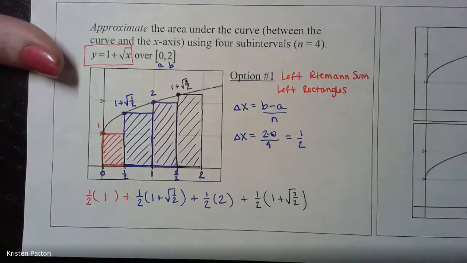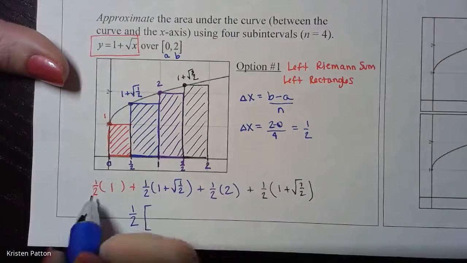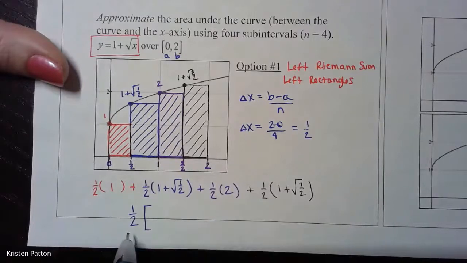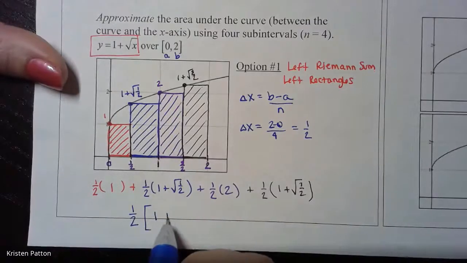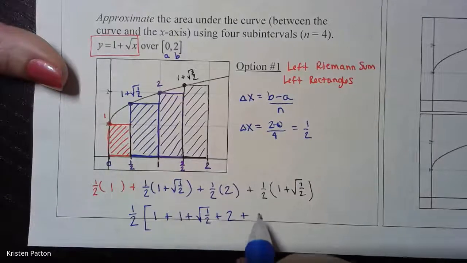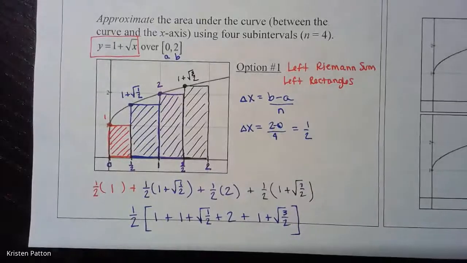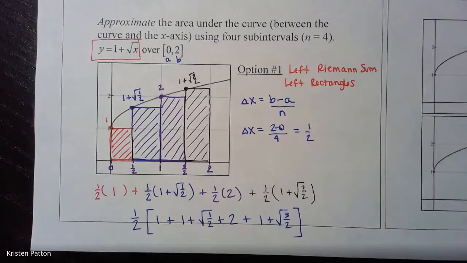Now, I could have saved myself a heck of a lot of time and space by saying, oh my gosh, they all have a base of 1/2. So let's pull that out in front. And I'm left with 1 plus 1 plus the square root of 1/2 plus 2 plus 1 plus the square root of 3/2. Right? Another way to write it. In fact, that'll just make it easier to type into a calculator. 1, 2, 3, 4, 5 plus the square root of 1/2 plus the square root of 3/2.